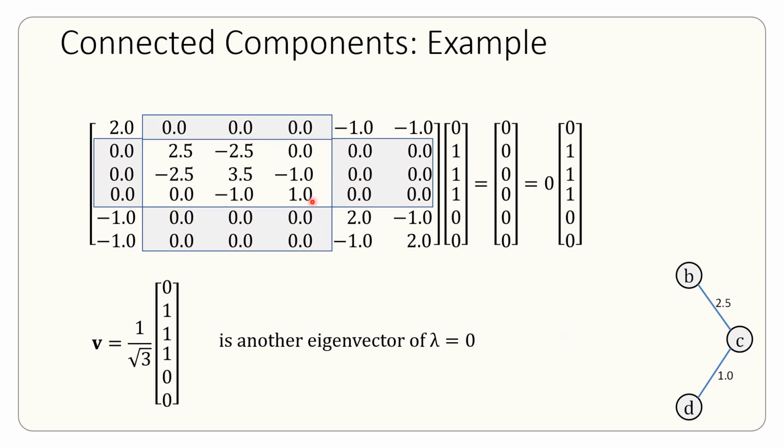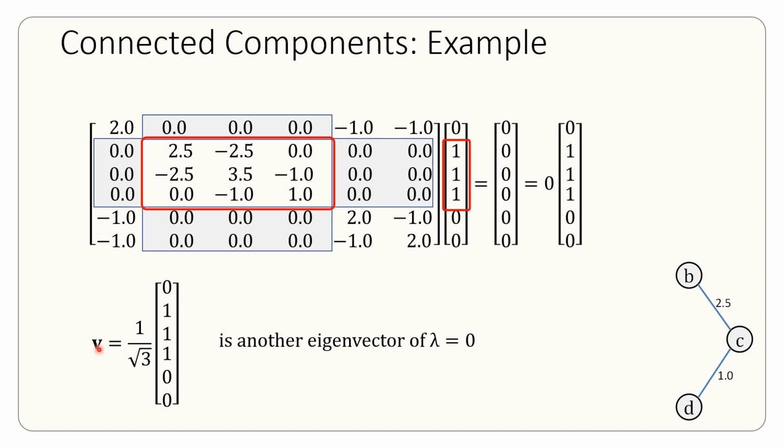But if we multiply the Laplacian with this vector 0, 1, 1, 1, 0, 0, we again get all zeros. Why is that? That's because I have put ones in the places corresponding to the vertices B, C, and D. And we already saw that this 3 by 3 matrix was the Laplacian of this smaller graph. Everywhere else in this vector, you have zeros. So effectively, we are multiplying this Laplacian with this 1, 1, 1, which naturally will give us all zeros.